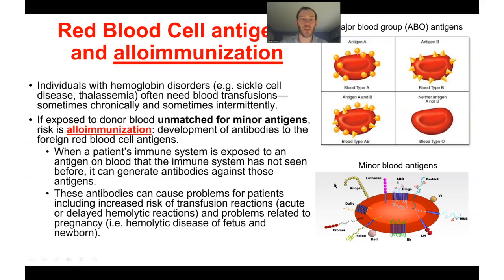For individuals with hemoglobin disorders, such as sickle cell disease or thalassemia, these patients often need regular blood transfusions, chronically or sometimes intermittently. If they're exposed to donor blood that's unmatched for minor antigens, they're at risk for alloimmunization; they can develop antibodies to the red blood cell antigens that are foreign. When a patient's immune system is exposed to an antigen on blood that it hasn't seen before, it can generate those antibodies, and those antibodies can cause problems, including transfusion reactions and problems related to pregnancy.